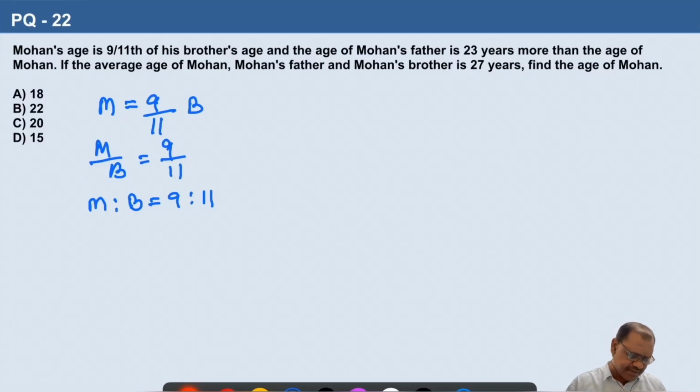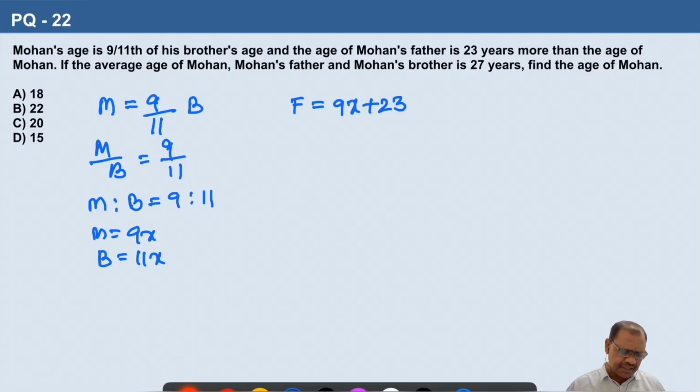And the age of Mohan's father is 23 years more than the age of Mohan. So let us assume Mohan has 9x here and brother has 11x. So Mohan's father is 23 years more than the age of Mohan. So that is father is 9x plus 23.